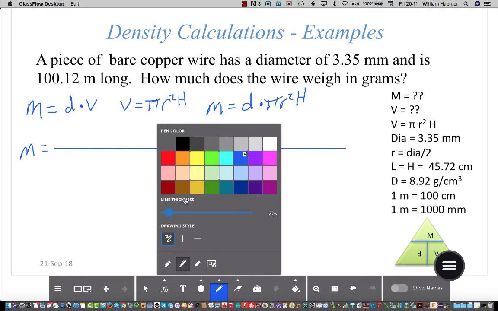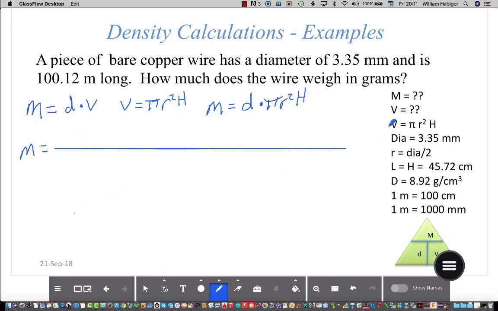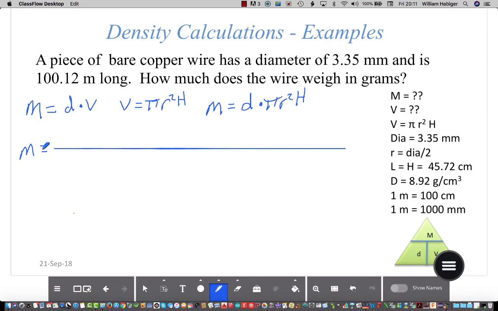So remember, this d is density. We have to remember that it's not diameter. So that's why I wrote diameter as dia. So 8.92. Again, grams goes with the number. The centimeters cubed is going to go on the opposite side of our line.